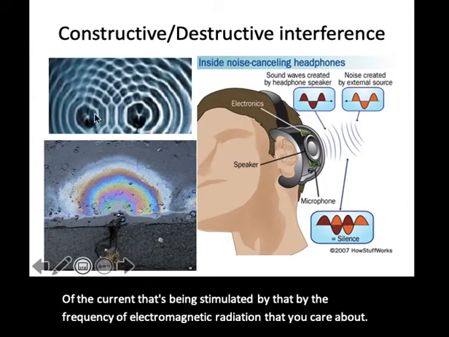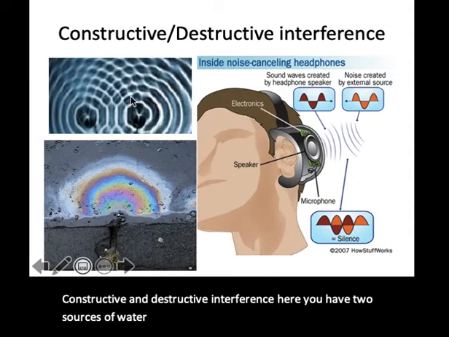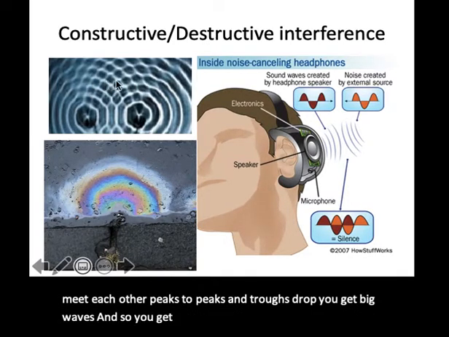Constructive and destructive interference. Here you have two sources of water waves, and you can see when the waves meet each other, peaks to peaks and troughs to troughs, you get big waves, and so you get this high, low, you get constructive and destructive interference pattern here.